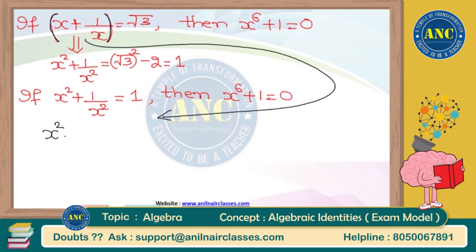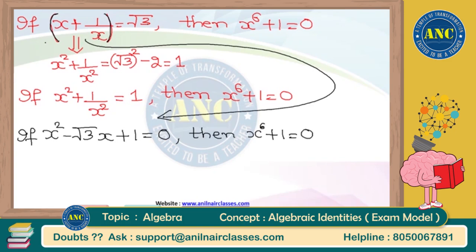If that right hand side root 3x comes to the left hand side, it becomes minus x square minus root 3x plus 1 equal to 0. I can also write it as a quadratic equation. Then this condition also will be true. Then the same condition holds good: x power 6 plus 1 equal to 0.